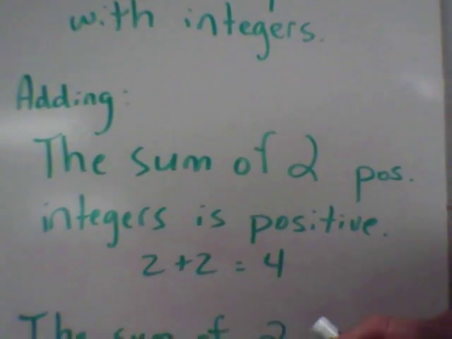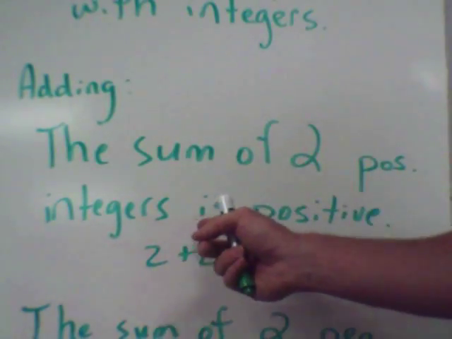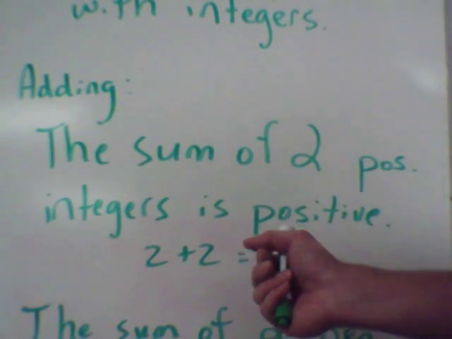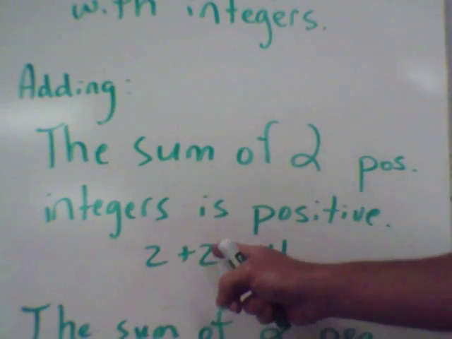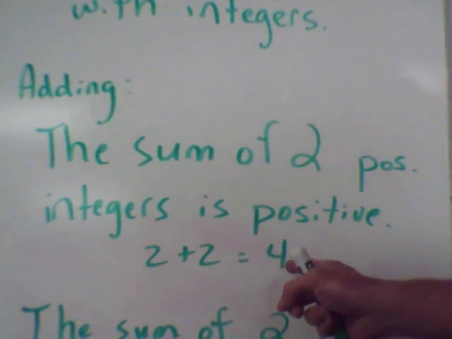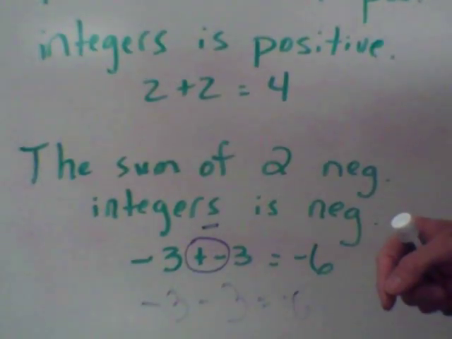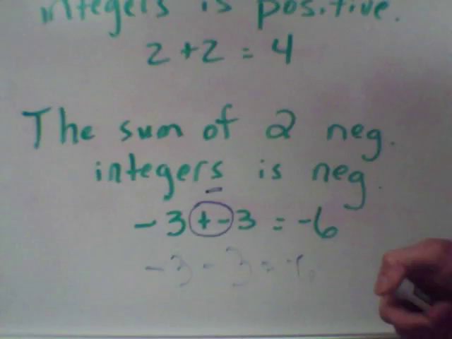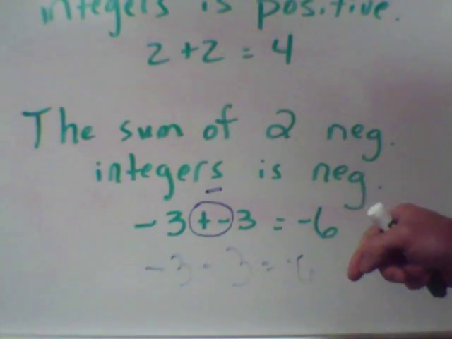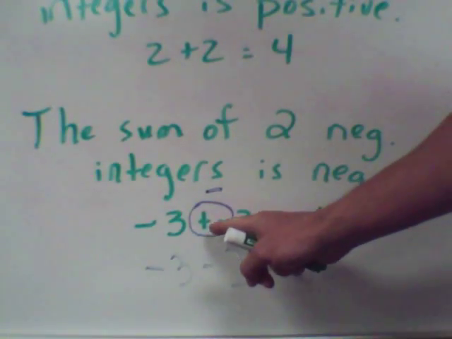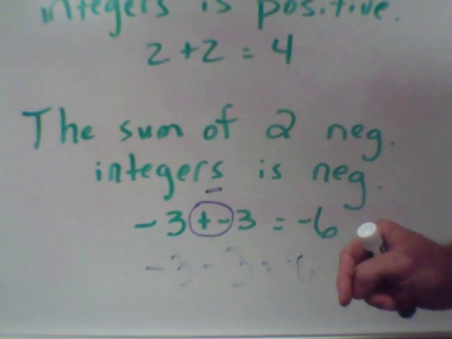So first of all, this is the easiest part. When you're adding, the sum of two positive integers is positive. You learned that when you were in kindergarten or first grade. 2 plus 2 is 4. A positive integer 2, another positive integer 2 equals a positive sum of 4. That one's easy. Gets a little bit trickier when you do the sum of two negative integers. The sum of two negative integers is negative. So if I have negative 3 plus negative 3, it's really negative 6.